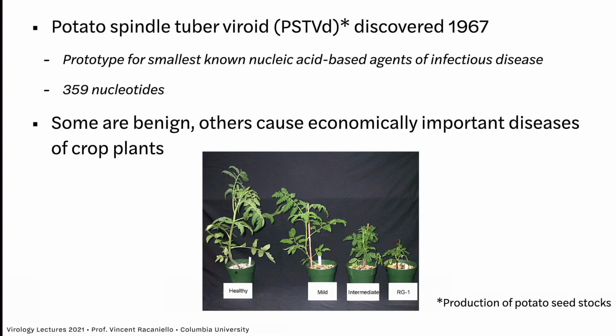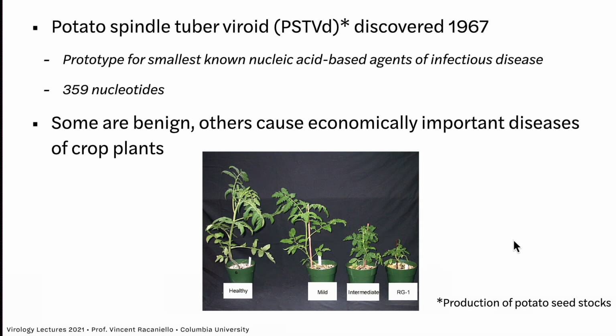The first viroid discovered was potato spindle tuber viroid, PSTVd, discovered in 1967. Of course, they've been around for a long time. We just found them during the production of potato seed stocks. So to this day, potato seed stocks have to be produced that are viroid and virus-free. And a couple of years ago, I went up to Cornell in Ithaca to visit, and a plant virologist showed me the place where he makes potato seed stocks free of viroids and viruses.